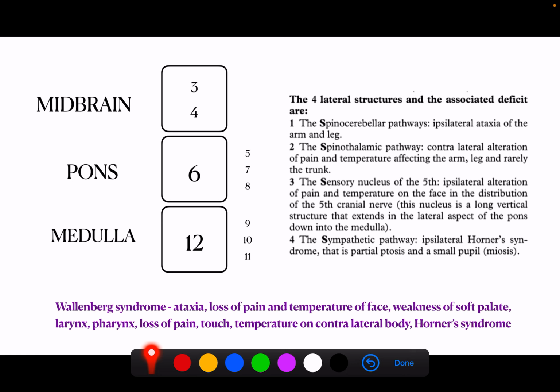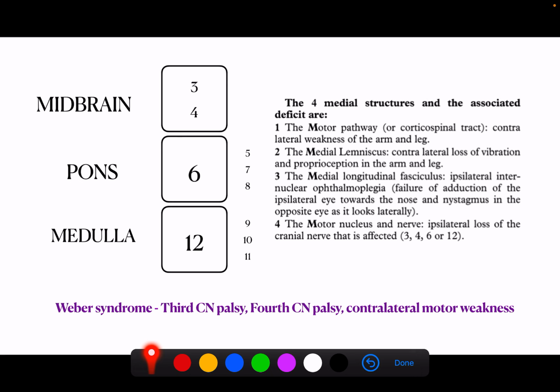Okay, these are the 4 side structures, and also there are some cranial nerves that lie in the medulla laterally. These are 9, 10, 11. So damage to that can lead to weakness of the soft palate, larynx, and pharynx. So it's very easy to identify, and it's very easy to memorize stroke syndromes, right? Okay, here's another example. It is Weber syndrome, which affects a cranial nerve and causes contralateral motor weakness. Let's see that. In the case of Weber syndrome, it affects the midbrain.